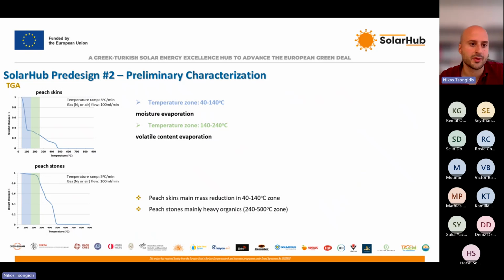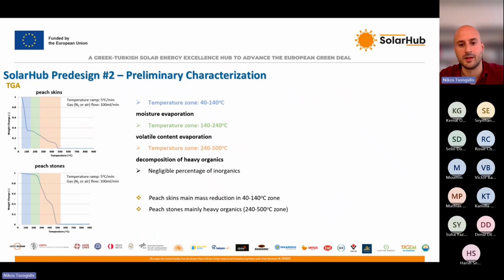In this case, we see that for the pit stones, this is the temperature window where the weight decrease begins. So this is evident of the decomposition of heavy organics. So in this case, the pit stones mainly consist of heavy organics, while we see a more normal distribution for the case of the pit skins. And of course, above 500, 550 degrees C, we see that we have a negligible weight change, which also means that the presence of inorganics is very limited, if not close to zero.